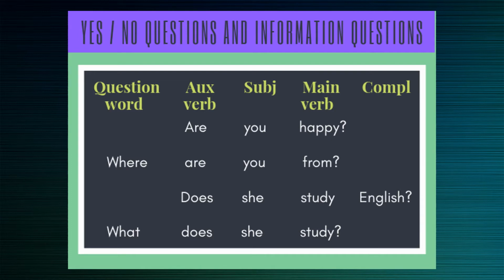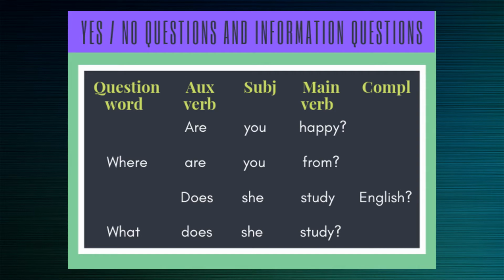The two basic structures that we use in questions are the yes-no questions and the information questions. For the yes-no questions, we normally use verb be or auxiliary do in simple present tense or in simple past as well. Are you happy? Does she study English? Those are yes-no questions because they are basically answered with yes or no.